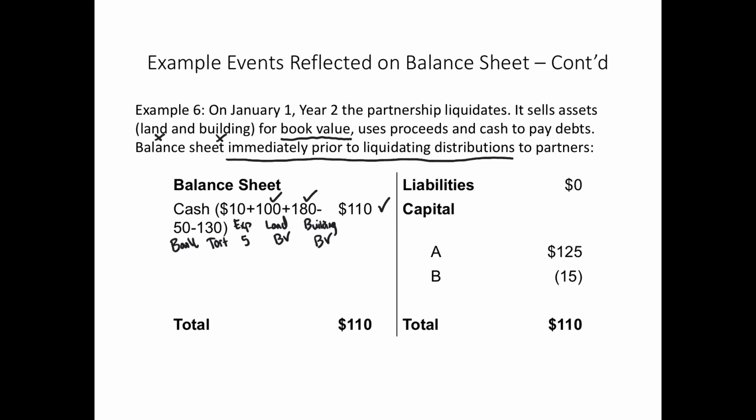That's the only asset we have, is cash of 110. We have no liabilities. We paid them off. A's capital account is still 125, and B's is still 15. Why? Because they roll over. There were no gains or losses in this problem, and then liabilities simply, you reduce the liabilities. So 110 equals 110. Now look at something interesting.